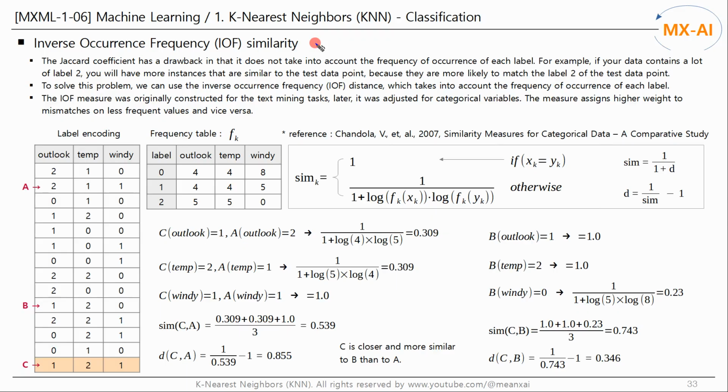Now let's take a closer look at the inverse occurrence frequency IOF similarity. The Jaccard coefficient we looked at in the last video has a drawback in that it does not take into account the occurrence frequency of each label. Let's say we have a label-encoded categorical dataset like this. The one at the bottom is the test data point, and the rest are training data points. We want to measure the similarity between the test data point C and other training data points.